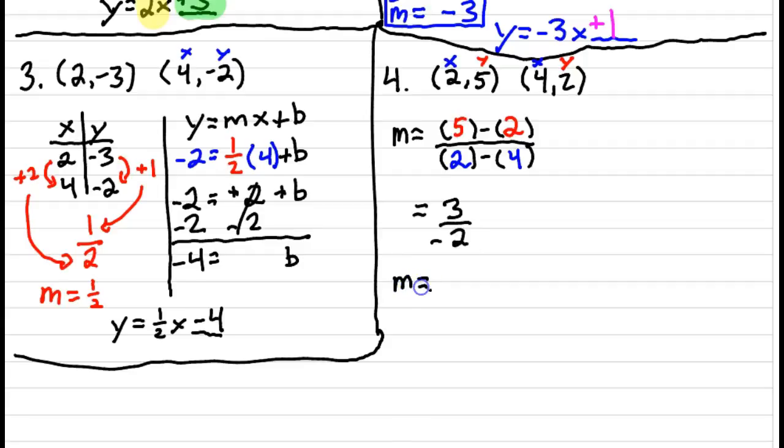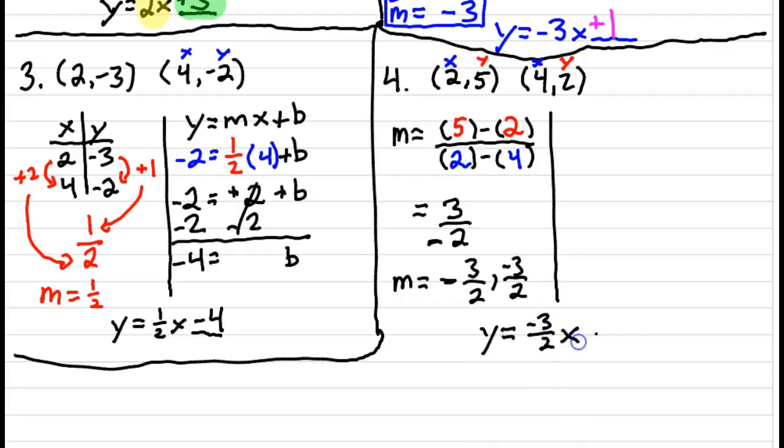So my slope is, and with the negatives, usually you don't put it on the bottom. You can put it in the middle or on top. So you can do -3/2, or you can do it like this, either one. But usually not on the bottom, one or the other. So y equals -3/2x, and let's find the y-intercept.